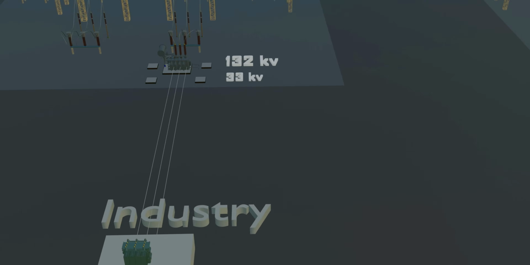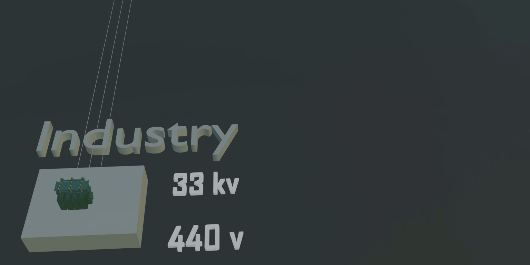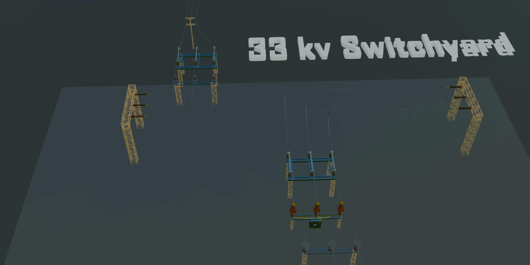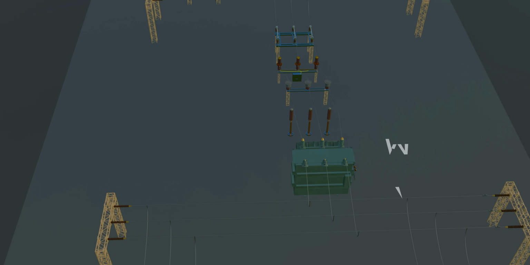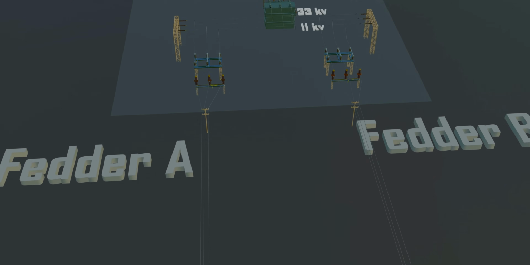For instance, if an industrial area has high power demand, a 33 kV feeder is routed directly to it. At the industrial site, a step-down transformer reduces the voltage from 33 kV to 440 volts, suitable for operating equipment and machinery. Another feeder may be routed to a village or rural area. In such cases, a separate 33 kV substation is built locally. This rural substation steps the voltage down from 33 kV to 11 kV, preparing it for final distribution within the village. From the 11 kV substation, multiple outgoing feeders are routed to different parts of the village or rural area.